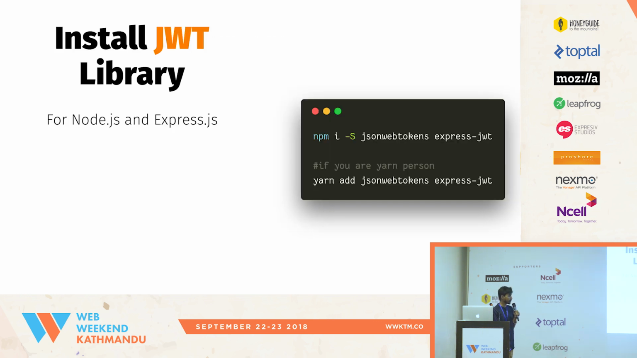So this is how you're going to install the required libraries. The one library is called JSON Web Tokens. It actually does the encoding and the verification part. And Express JWT helps to validate it for the endpoint. I'm on NPM right now, so if you are too, you can easily install it like this.